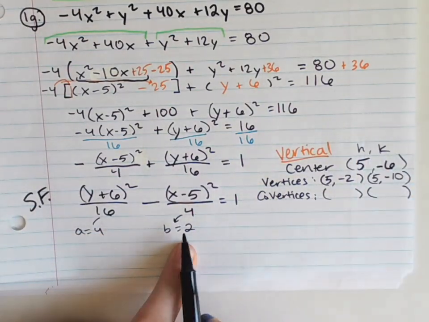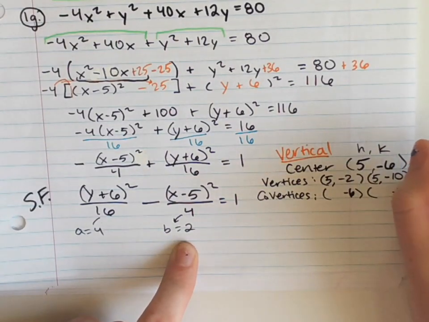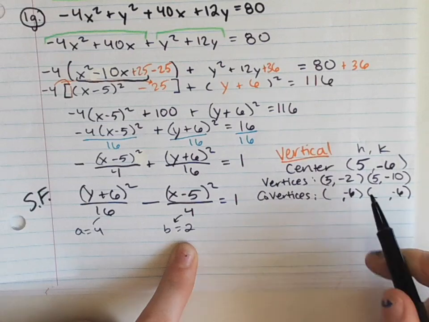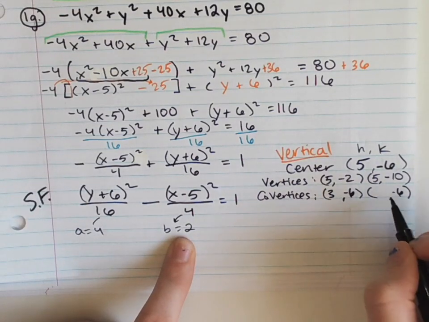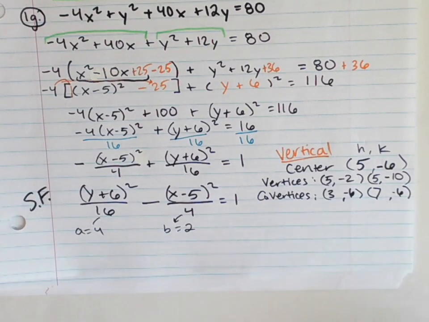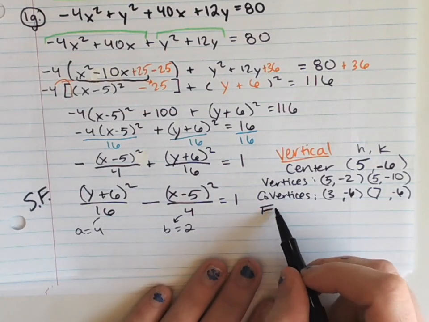Covertices are going to go side to side, so the y value doesn't change, but the x does. We're going to take away 2 and get 3, and add 2 and get 7. Good deal. So we've got to find our foci now.